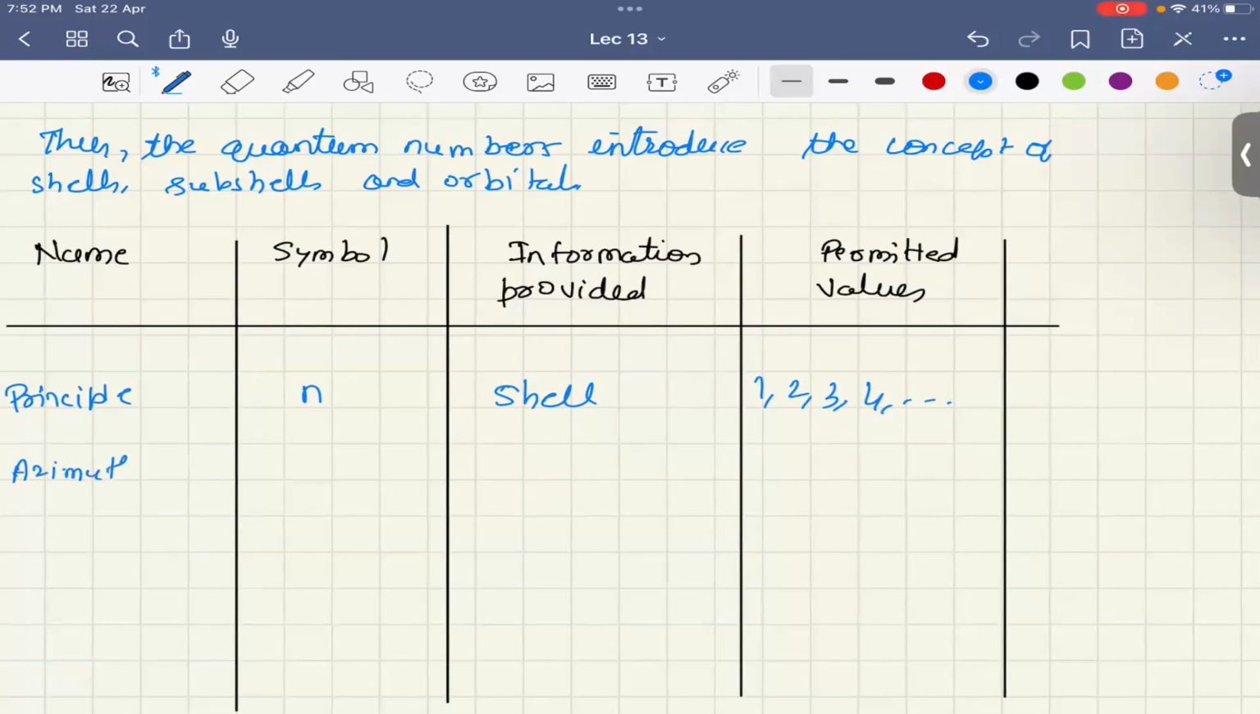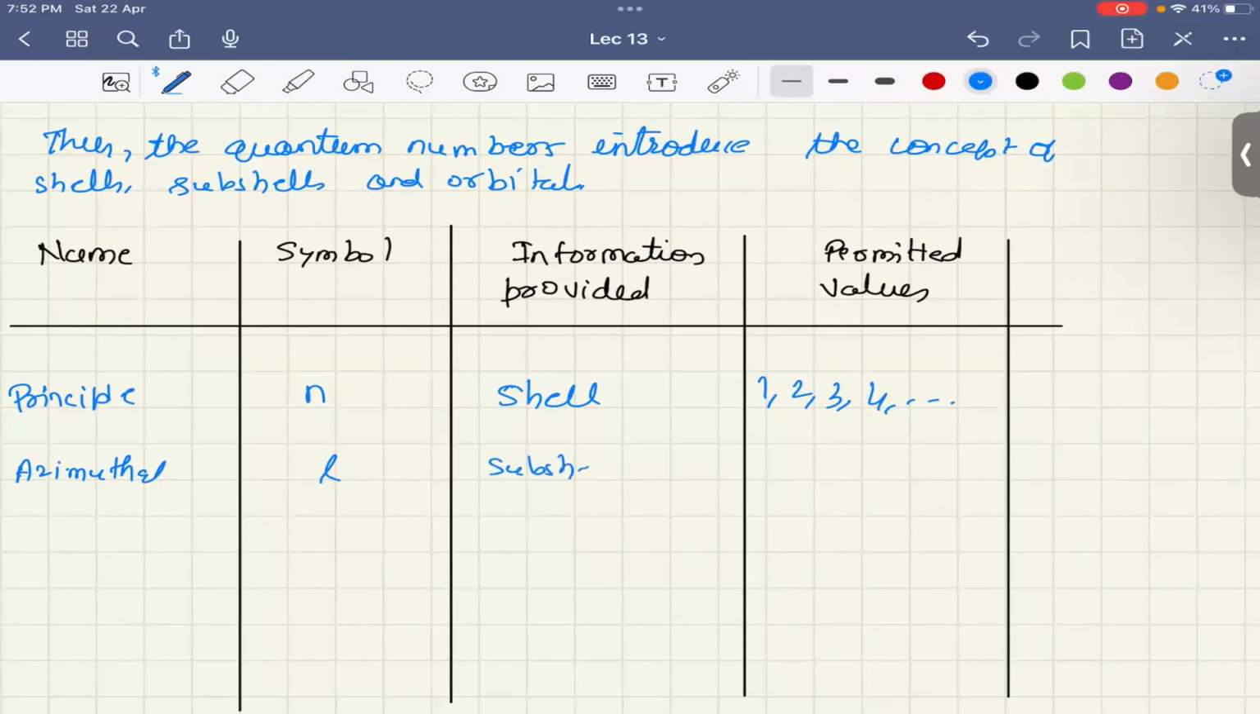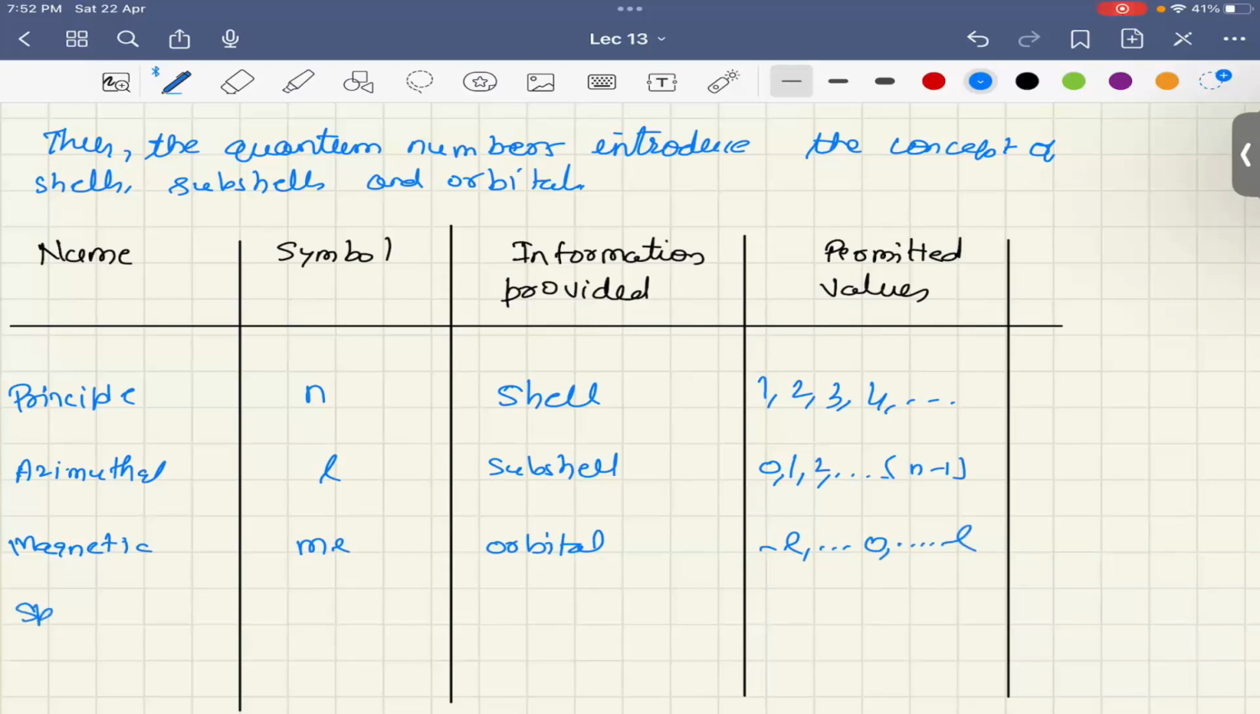Then is the azimuthal, l. It gives you information about subshell, and its values are 0, 1, 2, up to n minus 1. The third is magnetic, with the symbol ml. It gives information about orbital, and it has values of minus l, 0 to plus l. The last is the spin quantum number, designated as ms, gives the information about spin, and permitted values are plus half or minus half.